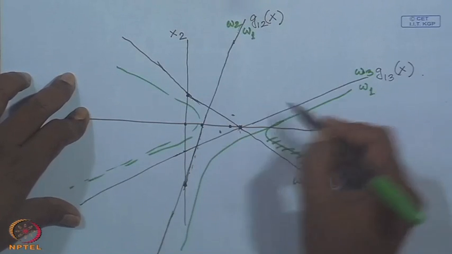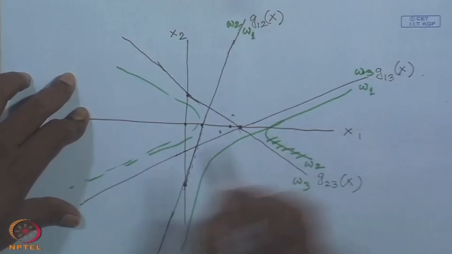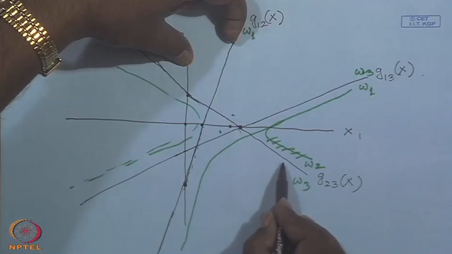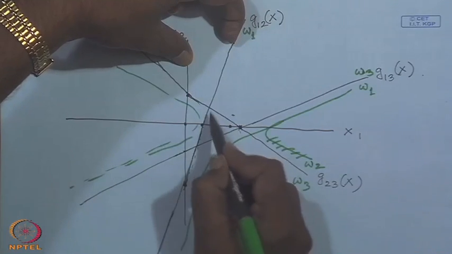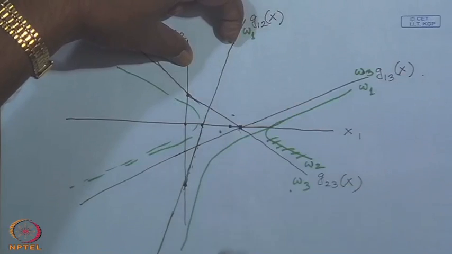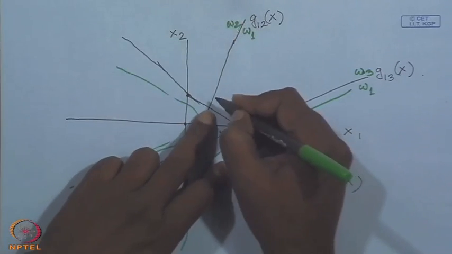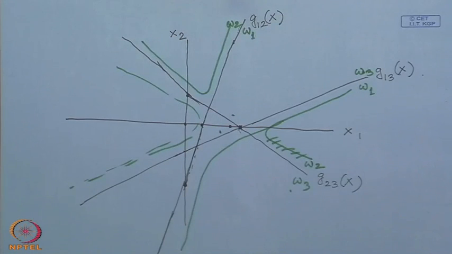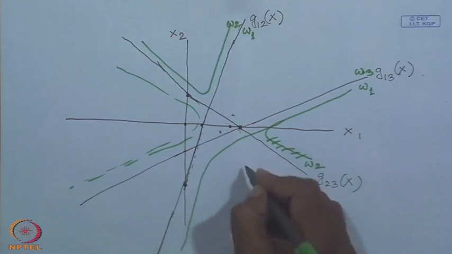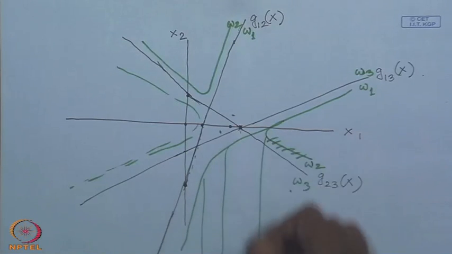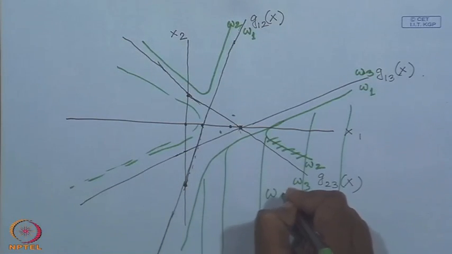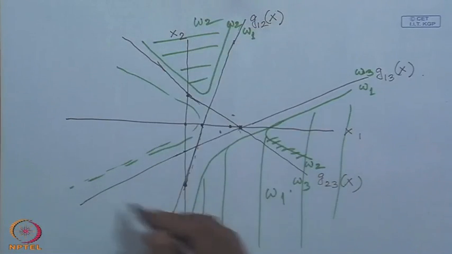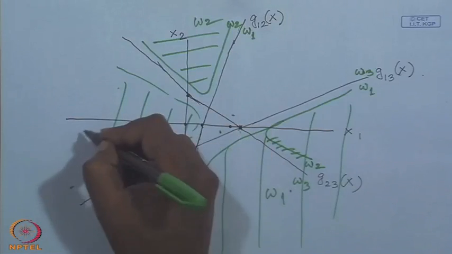And coming to omega 2, you find that this is the region which is allotted to omega 2, and between omega 2 and omega 3, this is the region on this side that is allocated to omega 2. So, if I take the intersection, then this is the region which will be allocated to omega 2. So, I have this region allotted to omega 1, this region allotted to omega 2, and this region allotted to omega 3.